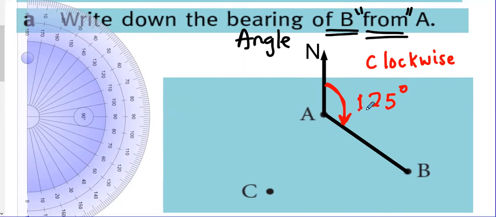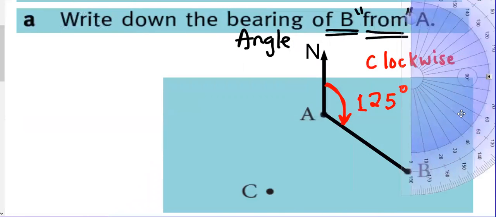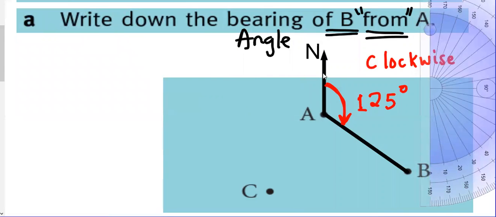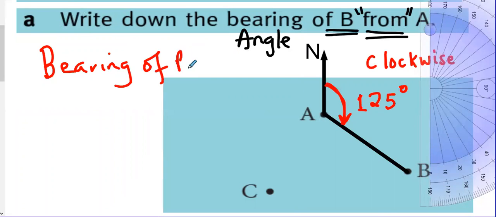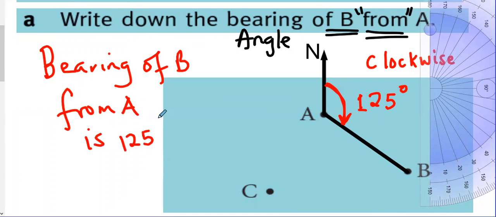So what is the bearing of point B from A? The bearing is that angle we got as 125. So there you'll be writing that the bearing of B from A is 125 degrees.